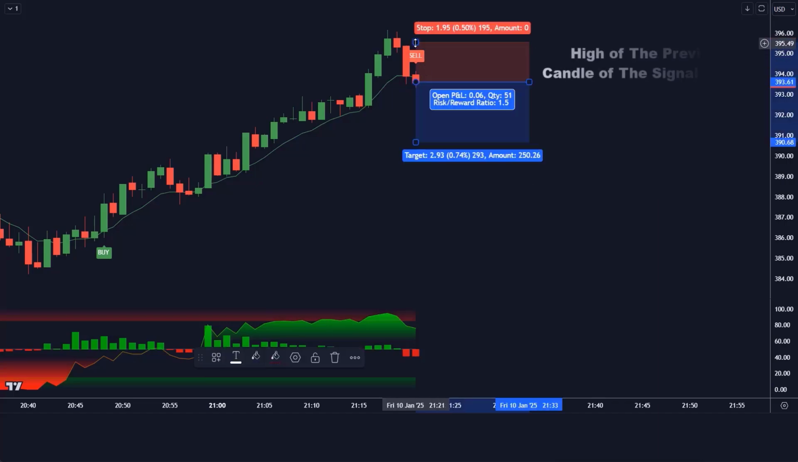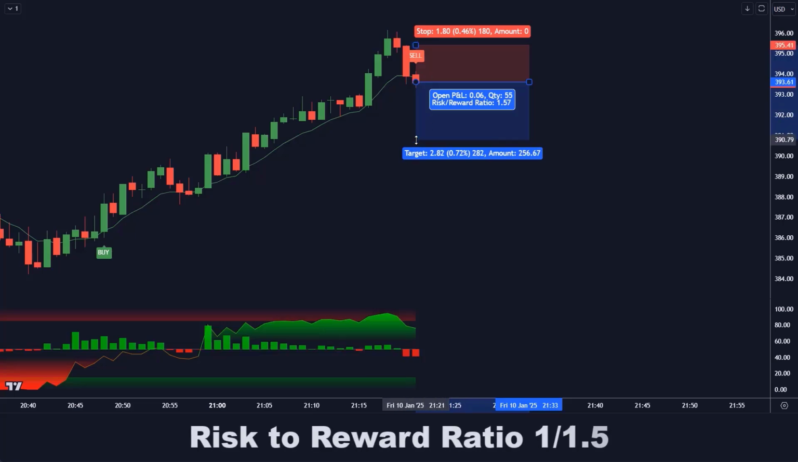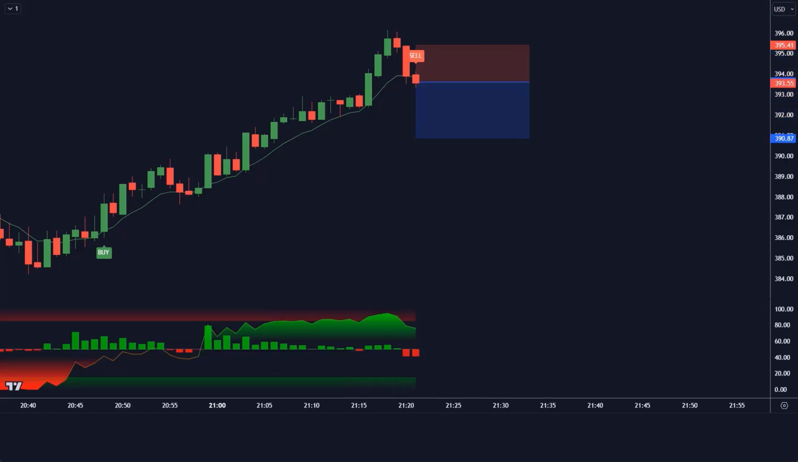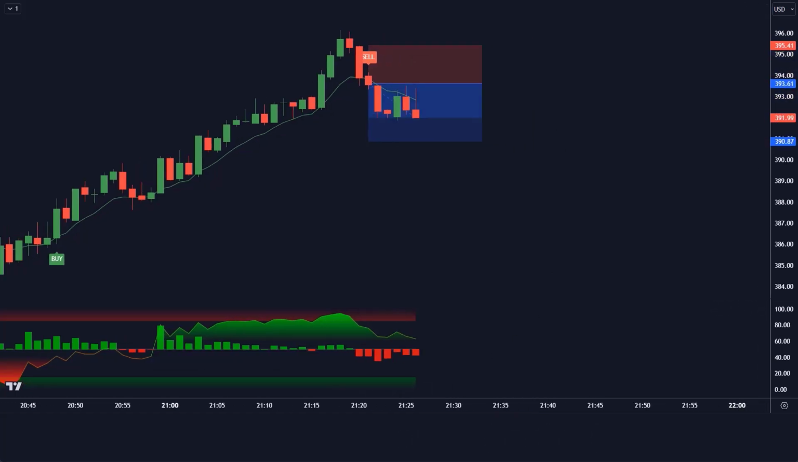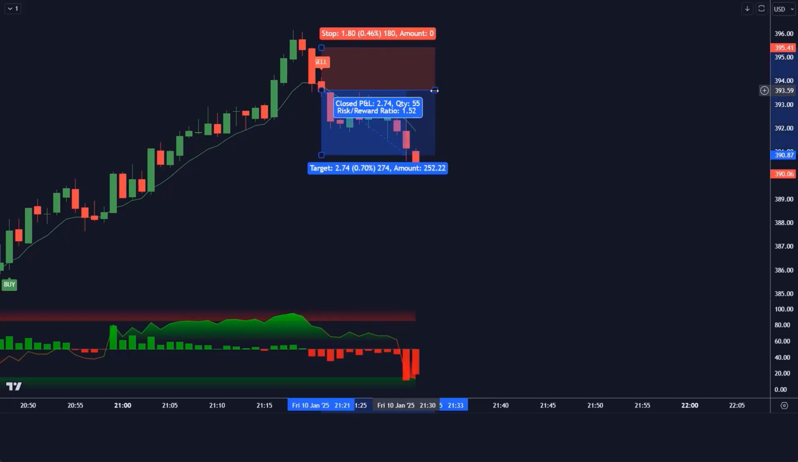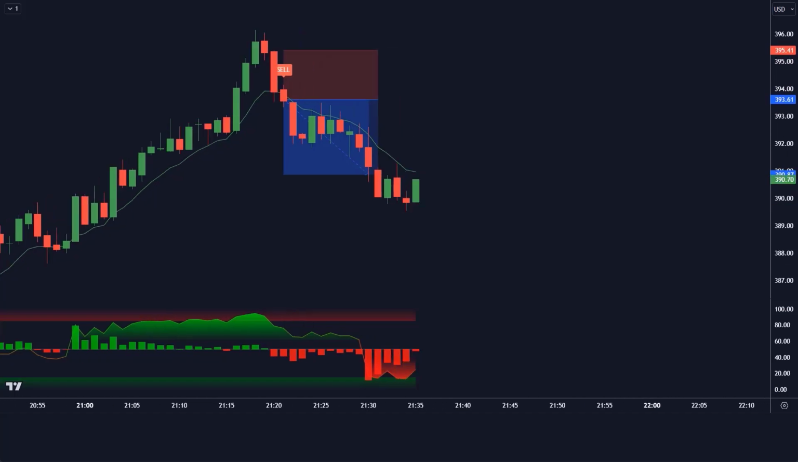Our stop loss is to be placed at the previous high of the previous candle of the signal candle. And the risk to reward ratio will be 1:1.5. The market has completely hit the target. I hope you must have understood this trading strategy.